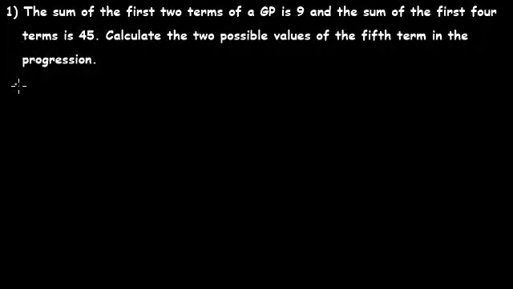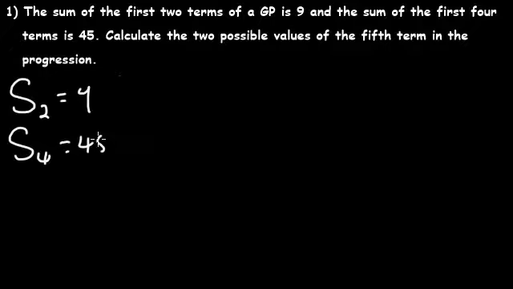Perfect. So they said the sum of the first 2 terms, S of 2, is 9, and the sum of the first 4 terms, S of 4, is 45. Our goal is to find the possible values for the 5th term. So this simply means the 5th term might be more than 1. But let's see if this is true.